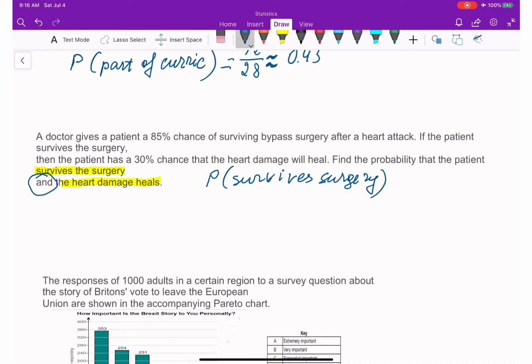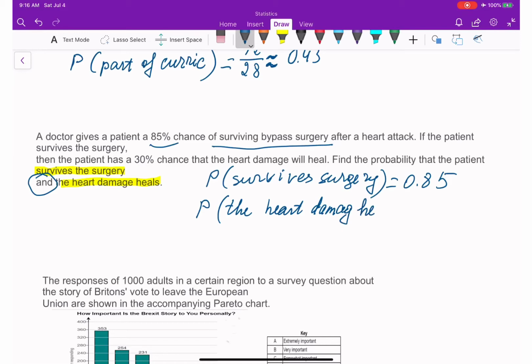Doctor gives a patient 85% chance of surviving bypass surgery. So 85%, 0.85. Probability of the heart damage healing: 30% chance that heart damage will heal. So it's given. We don't need to calculate anything.